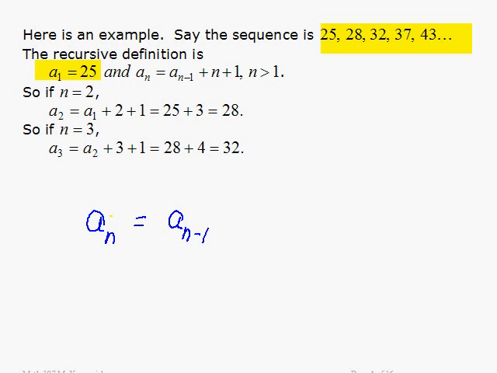Let me do something simpler first. Let's do the Fibonacci sequence. Here's the Fibonacci sequence. Well, I can start with 0.